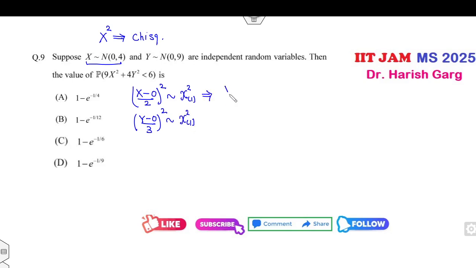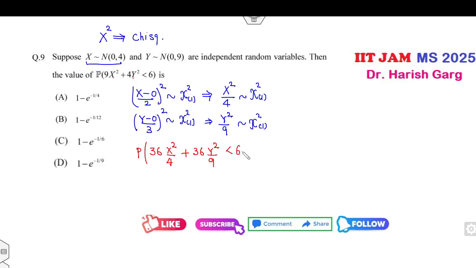So I can write this number is x square divided by 4. This number is y square divided by 9. Both follow my chi-square degree 1. Now I can try to write this x square divided by 4. I can multiply by 4 and divide by 4. X square by 4. I need a y square by 9. So again it's 36, y square by 9, which is less than 6. So I can take 36 as common. So that will be 36 times x square by 4 plus y square by 9 is less than 6.